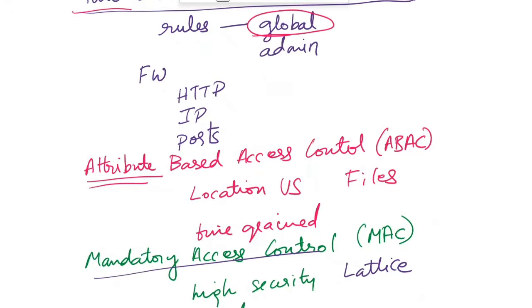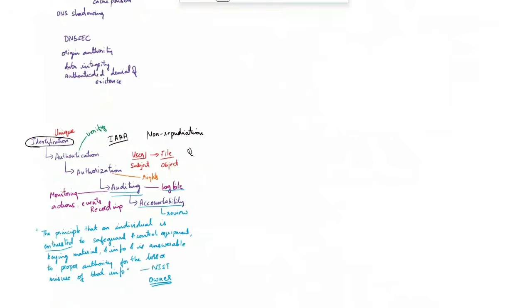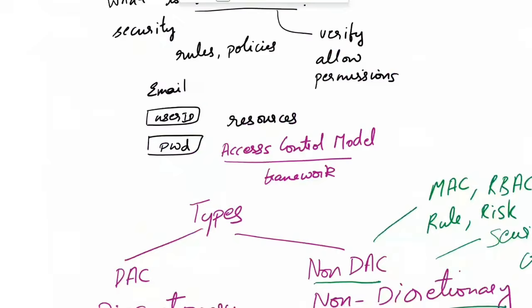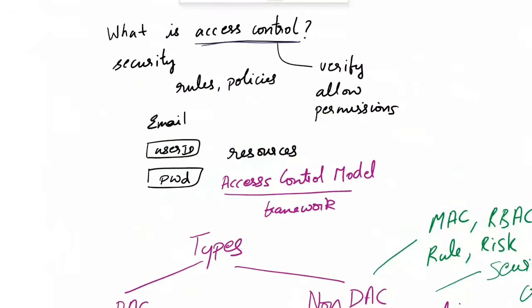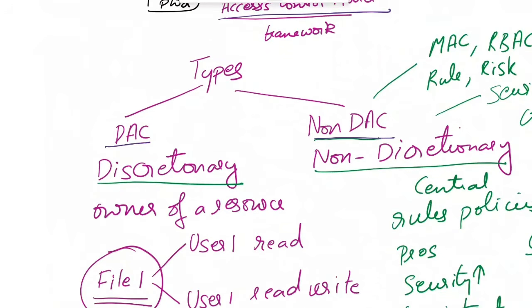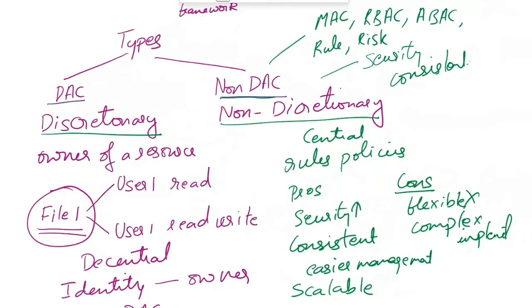So now we know what is access control, what is an access control model, and what are the different types. The main types are DAC and non-DAC. DAC is identity based. It is at the discretion of the owner to provide access to the resources. Non-DAC is centrally managed. It is mainly based on rules and policies. It has different types like MAC, RBAC, ABAC, rule based, risk based.